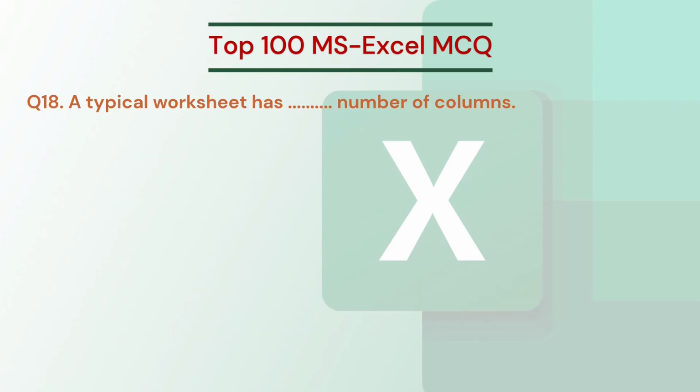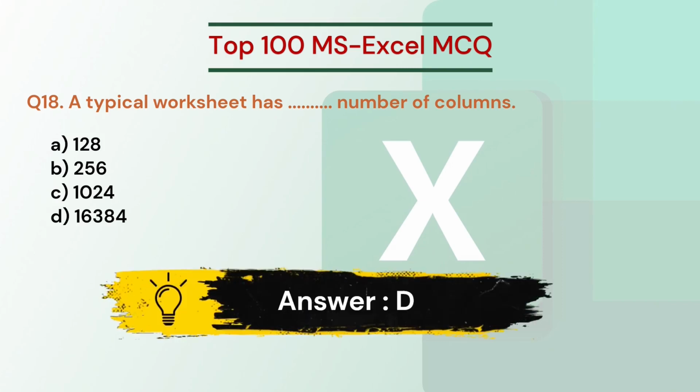A typical worksheet has dash number of columns. A. 128. B. 256. C. 1024. D. 16384. Correct answer is D.